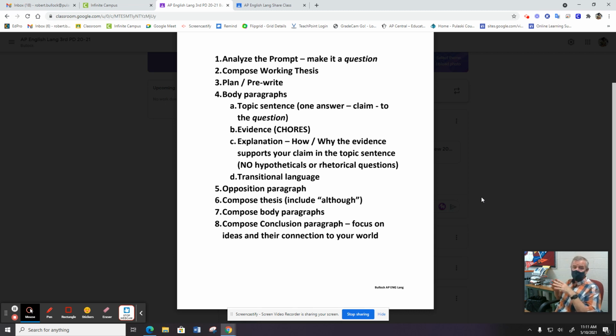Now, I know that in your thesis, I don't know if I put it on here or not, but anyway. Yeah, I did. In your thesis, you're going to use a qualifier like although, and you're going to mention the opposition there, but that's not it. You can't just leave it at that. If that is all you do with the opposition, it's certainly better than nothing, but that alone will not get you the sophistication point. Just not going to do it.